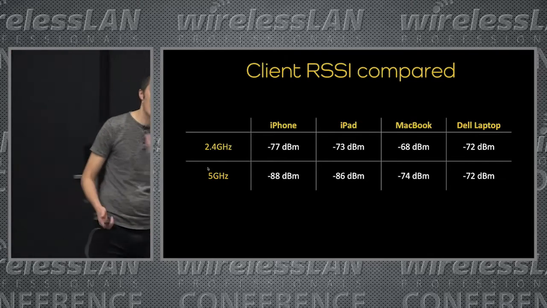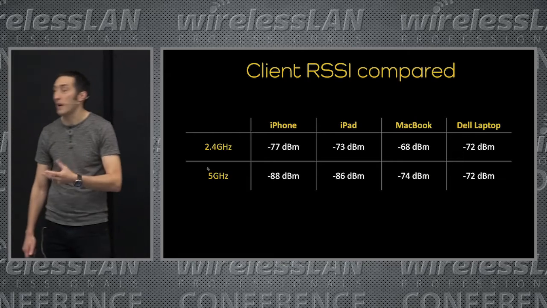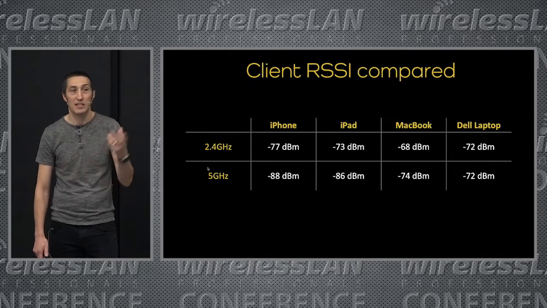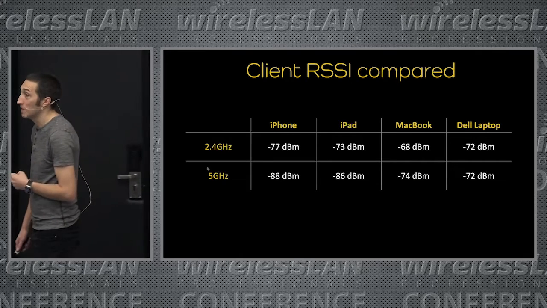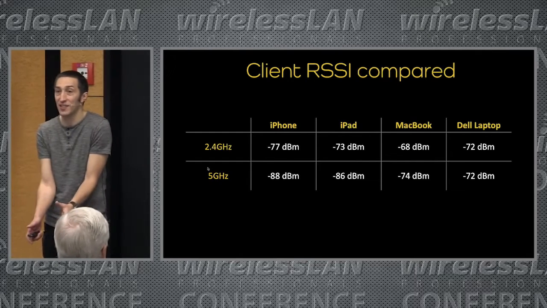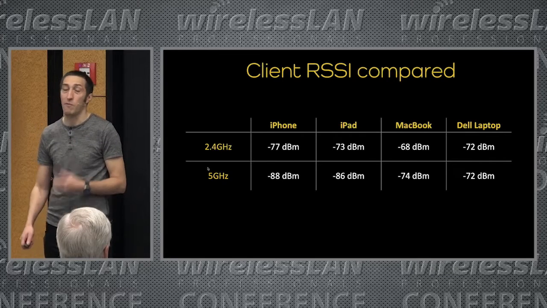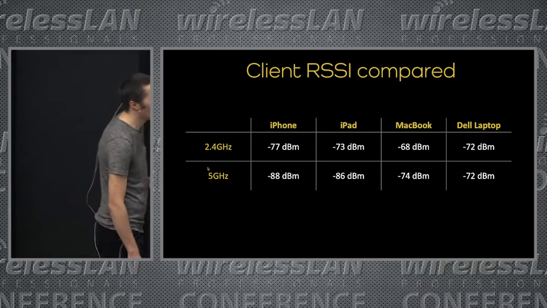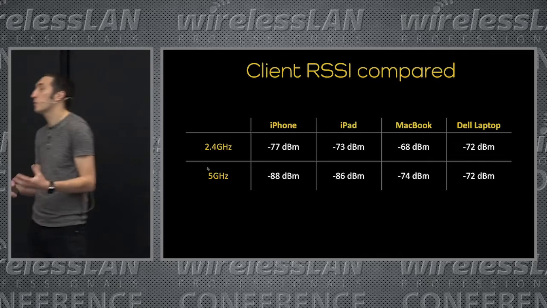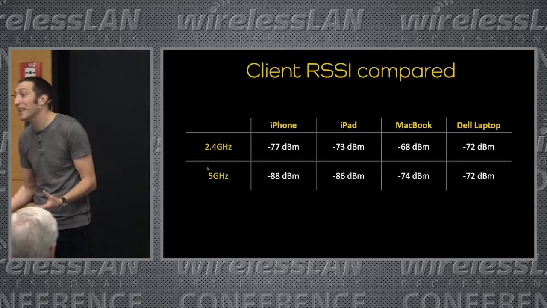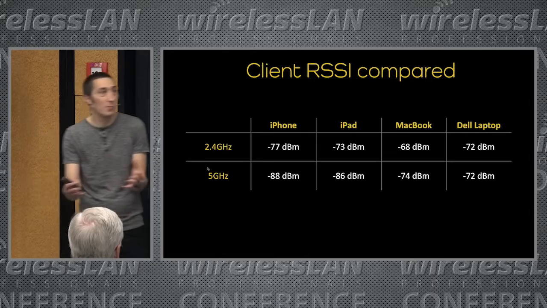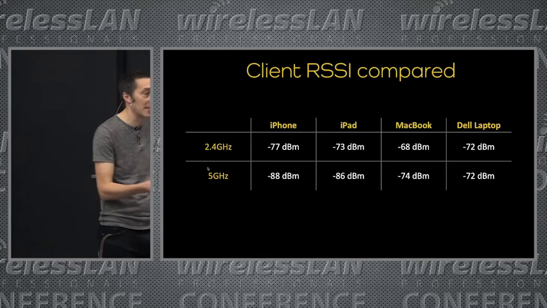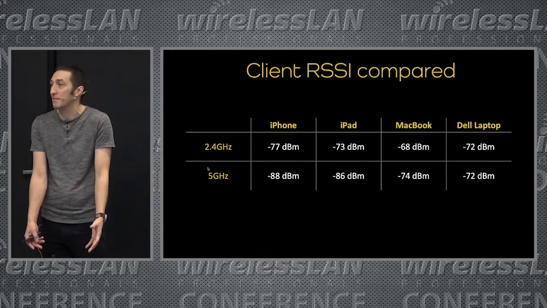But we look at the variation, there's actually a really big variation between devices, especially on the 2.4 gig band, everything from minus 68 dBm to minus 77. Same place, same location, just different devices, different frequency bands. So why is that? Why do we get so much variation? Why is it when I compare my phone to my laptop, sometimes I might see a 10 dB difference in signal strength in the same place?